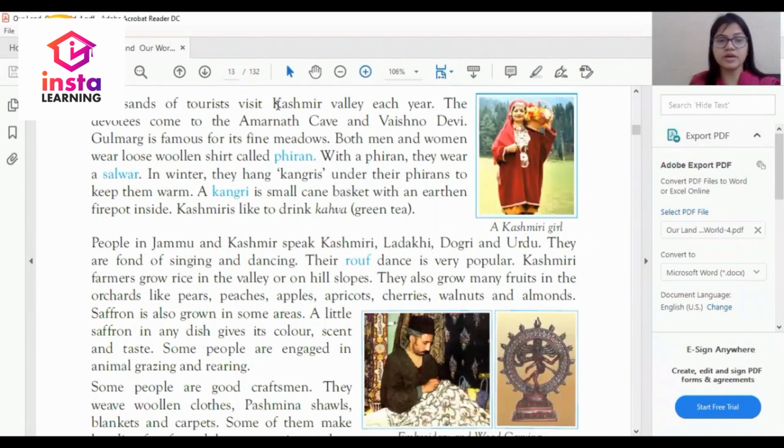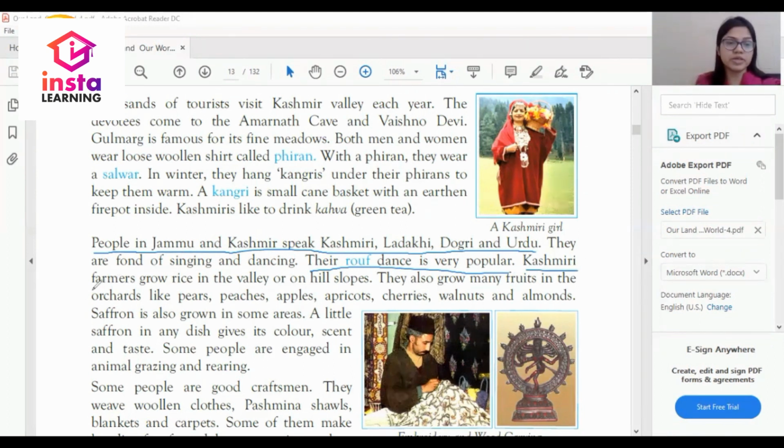What is the local language of Jammu Kashmir? People in Jammu Kashmir speak Kashmiri, Ladakhi, Dogri and Urdu. They are fond of singing and dancing. Their rough dance is very popular. What is the local dance of Jammu and Kashmir people? Their rough dance is very popular.